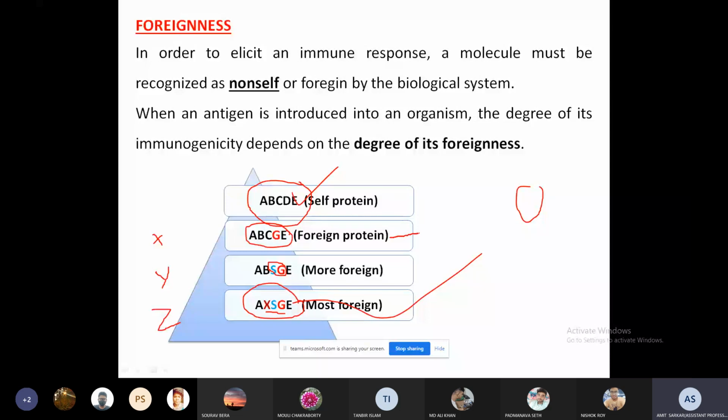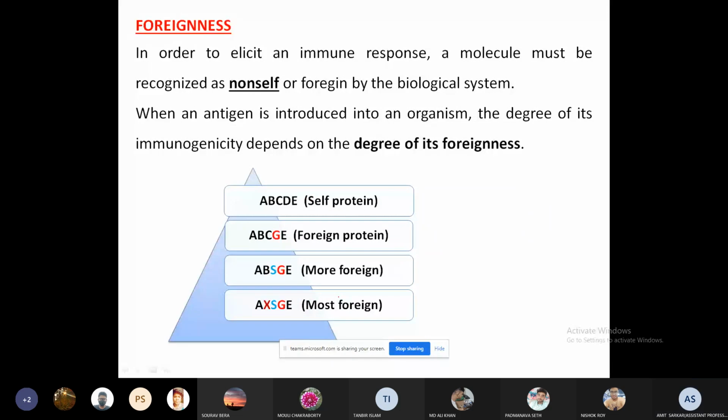They are not stimulating our immune system that much. This is a little bit immunogenic, and this is mostly immunogenic. So the degree of foreignness determines whether an antigen will be immunogenic or not. When an antigen is introduced into an organism, the degree of its immunogenicity depends upon the degree of its foreignness, how foreign it is.